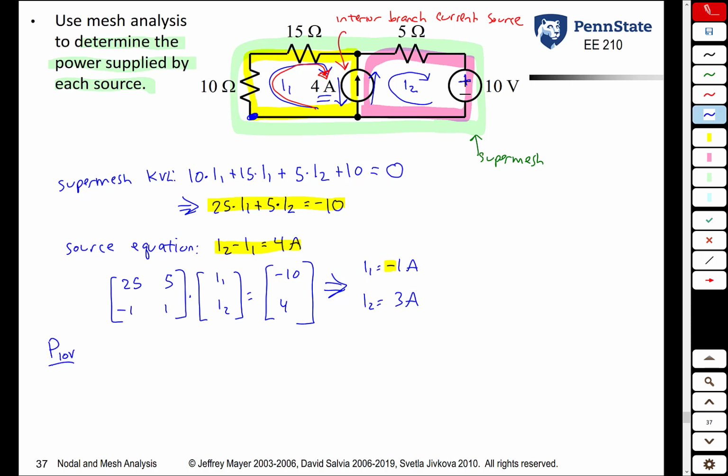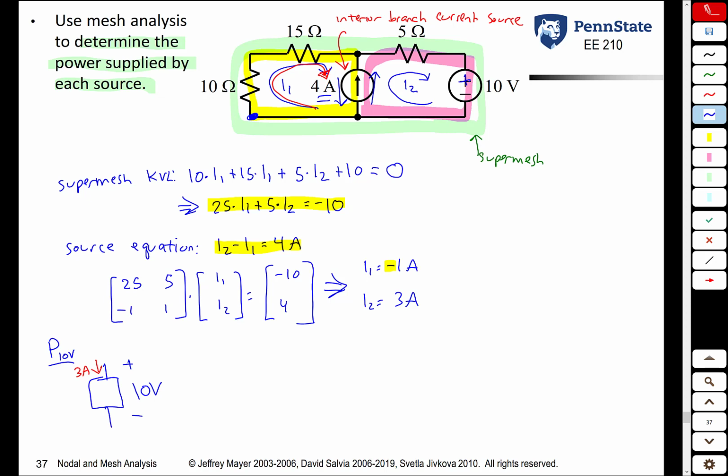Remember, for any element, if you know the voltage across the element and you know the current through the element, you can find its power. So the 10-volt source, leave it as a block here. You know the voltage across the 10-volt source is 10 volts. The current through this source, this is part of the pink mesh, so you have I2 flowing through it clockwise. I2 was 3 amps, so we know that we have 3 amps going in that direction into the source.